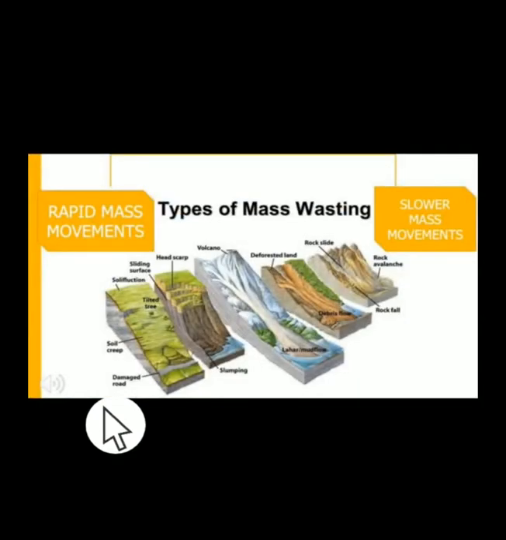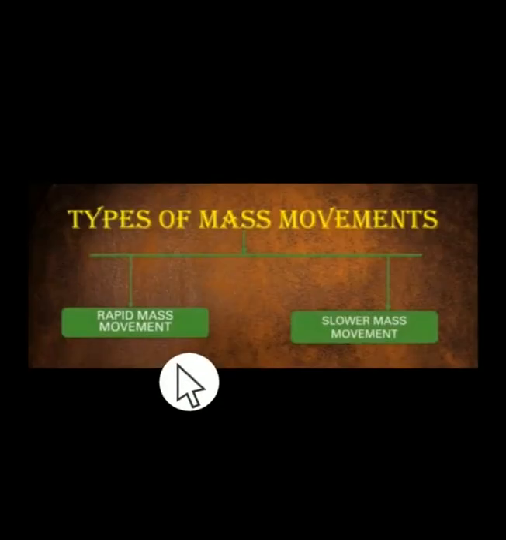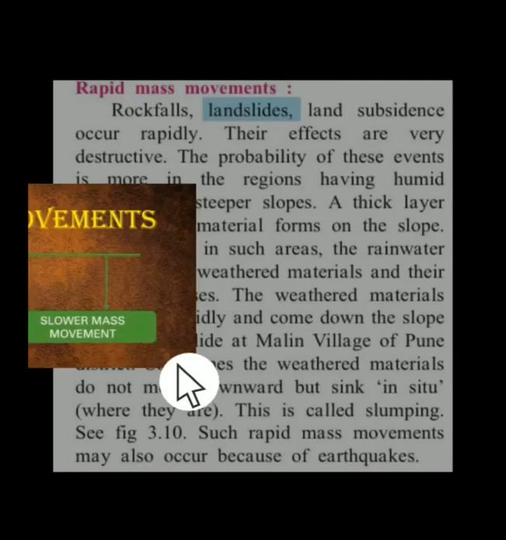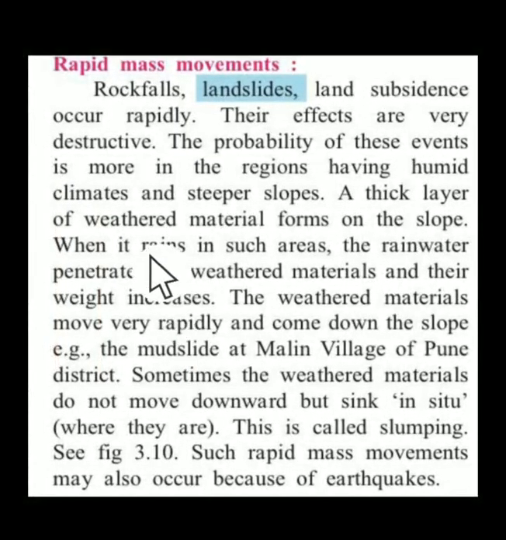Now the last thing, my dear students, is about mass movement. When we see mass movement as a whole, we can divide it into two parts, that is rapid mass movement and slower mass movements. So mass movements are basically of two types, rapid and slow. Rapid are those which are very fast, for example rockfall, landslides, land subsidence.